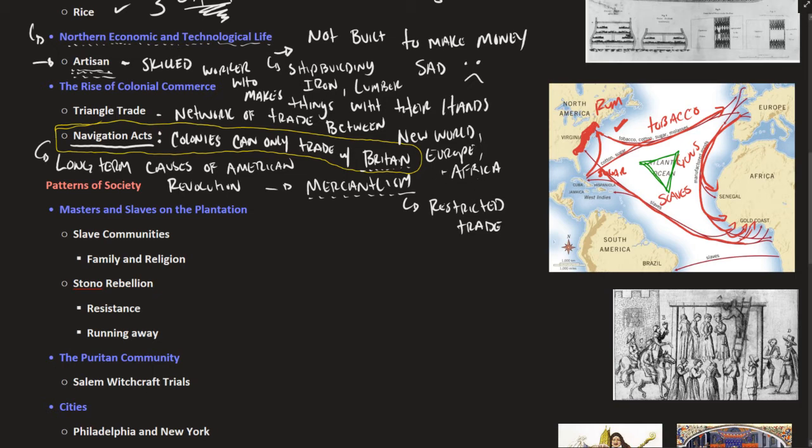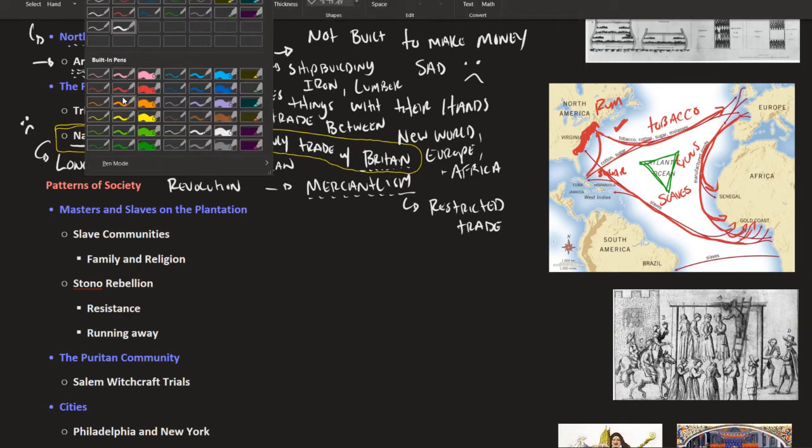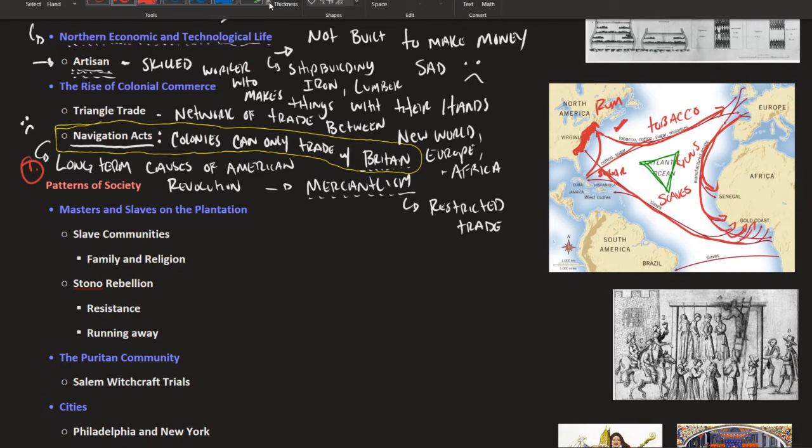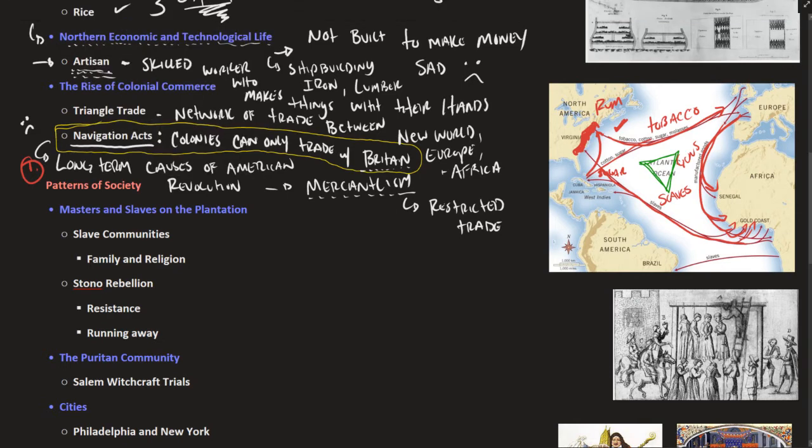As you might imagine, the Navigation Acts did not sit well with the colonists. They were not happy with the fact that now England was telling them who they could and could not trade with. So when it comes to the American Revolution, we're going to talk about three long-term causes. The first long-term cause we might identify as economic. That is, Great Britain attempting to dictate who the colonies can or cannot trade with, right, via the Navigation Acts.